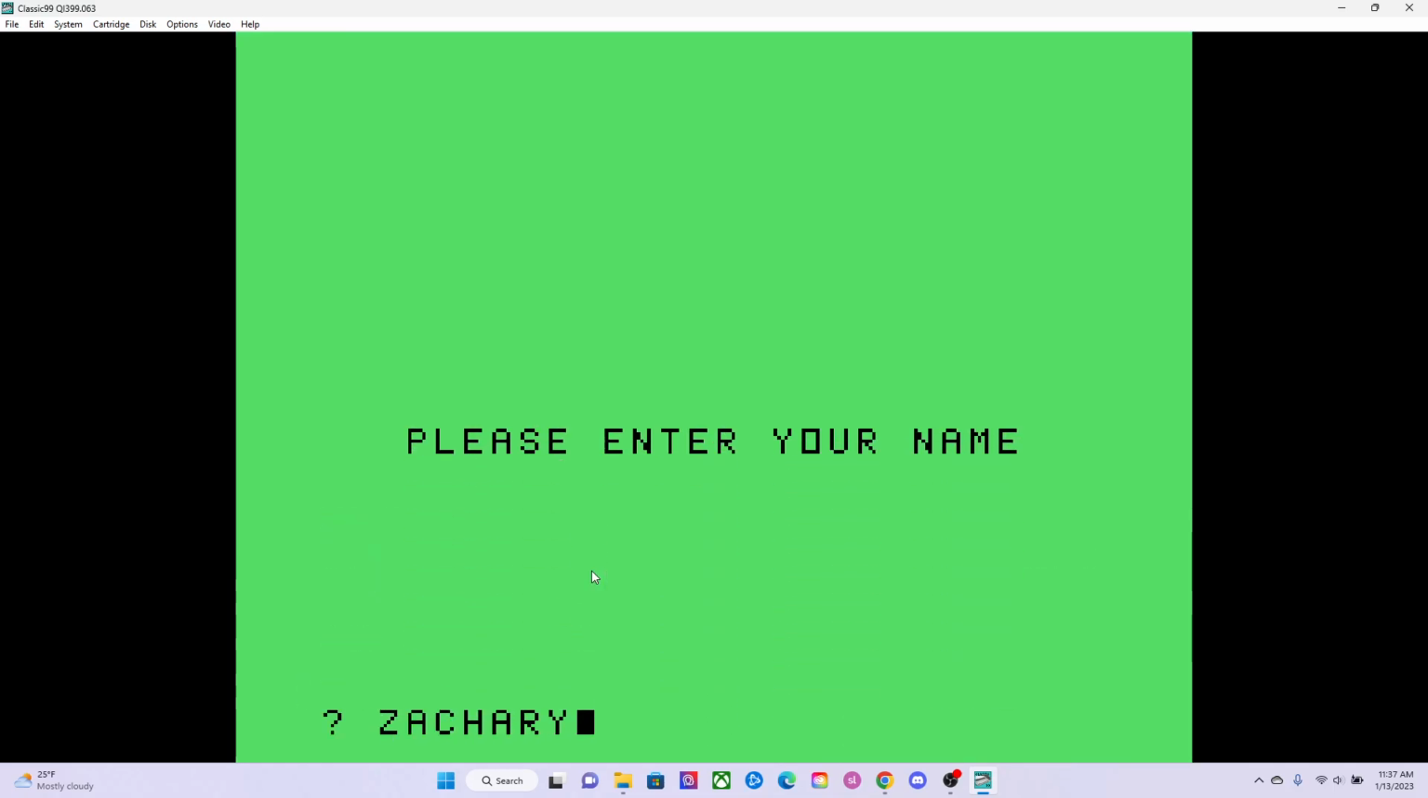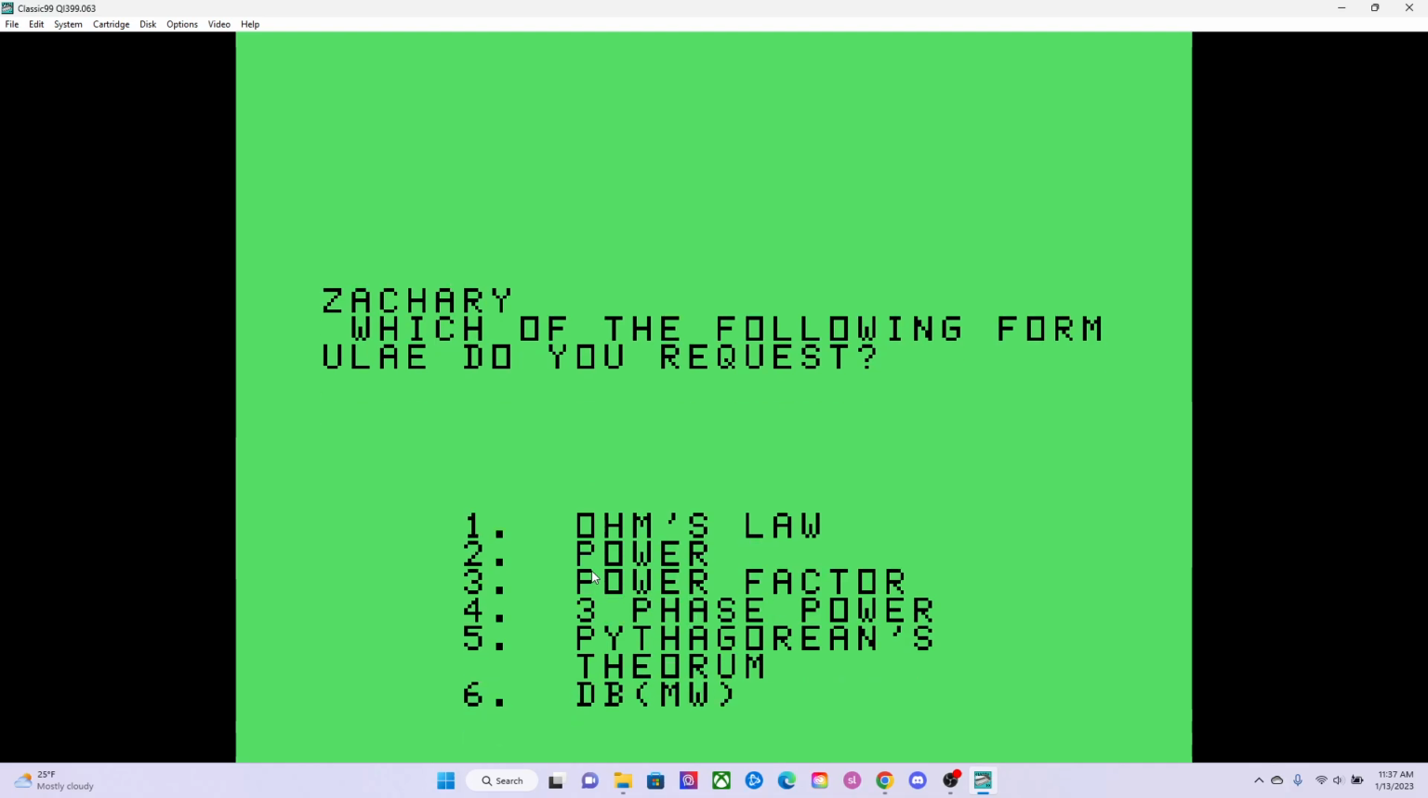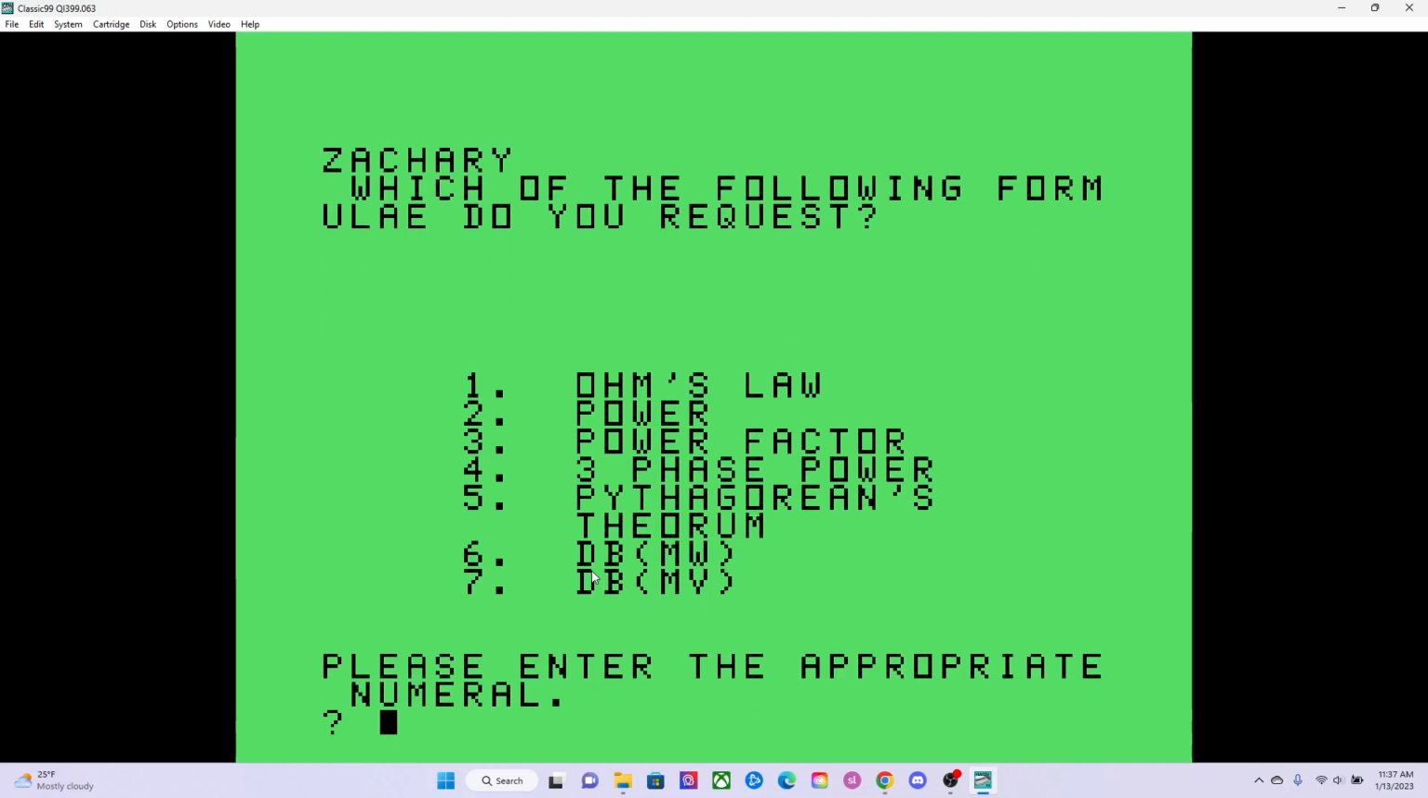Okay, enter your name, Zachary. So let's do 3-phase power. And again, I'm out of my element here. Part of the reason I know my dad wrote this is that they use 3-phase power in industry anytime there's big machines, because it's a more efficient use of electricity. Okay, 3-phase power, number 4.